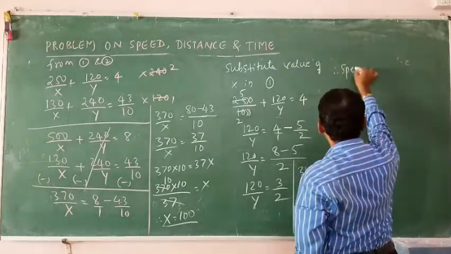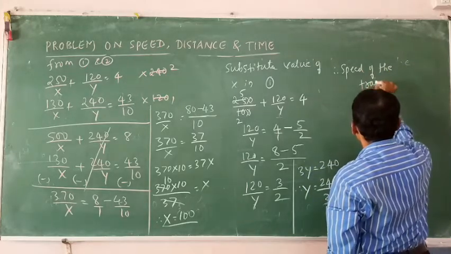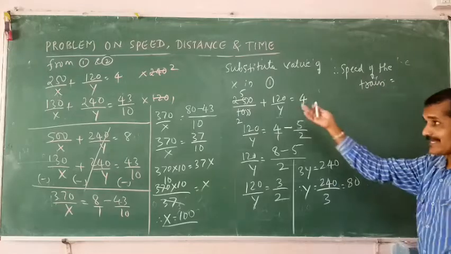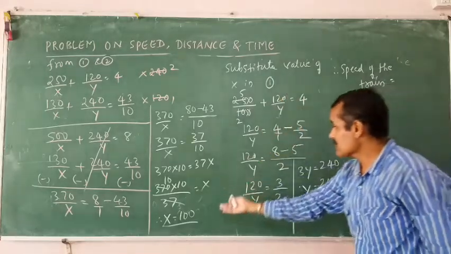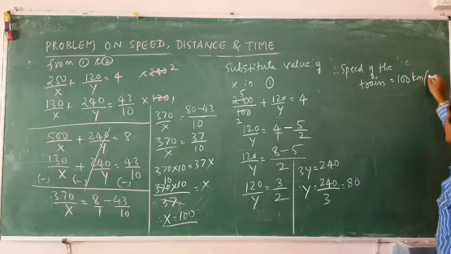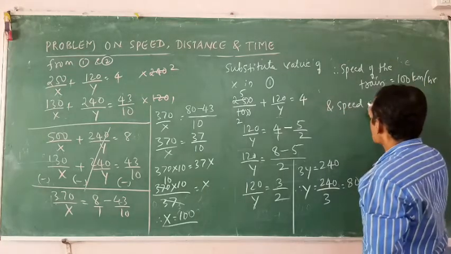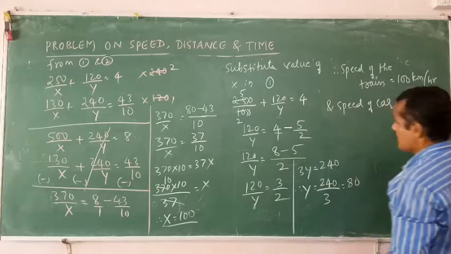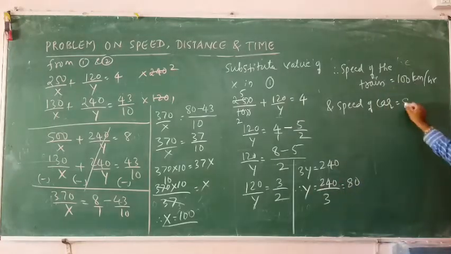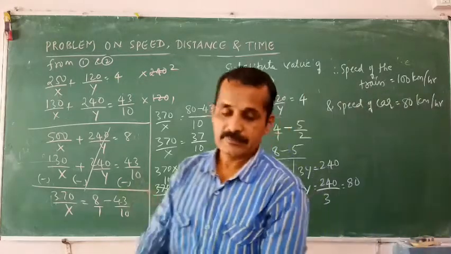Therefore, the speed of the train, which we have taken as x, is 100 kilometers per hour. And the speed of the car, which we have taken as y, is 80 kilometers per hour. That is the end of the problem.